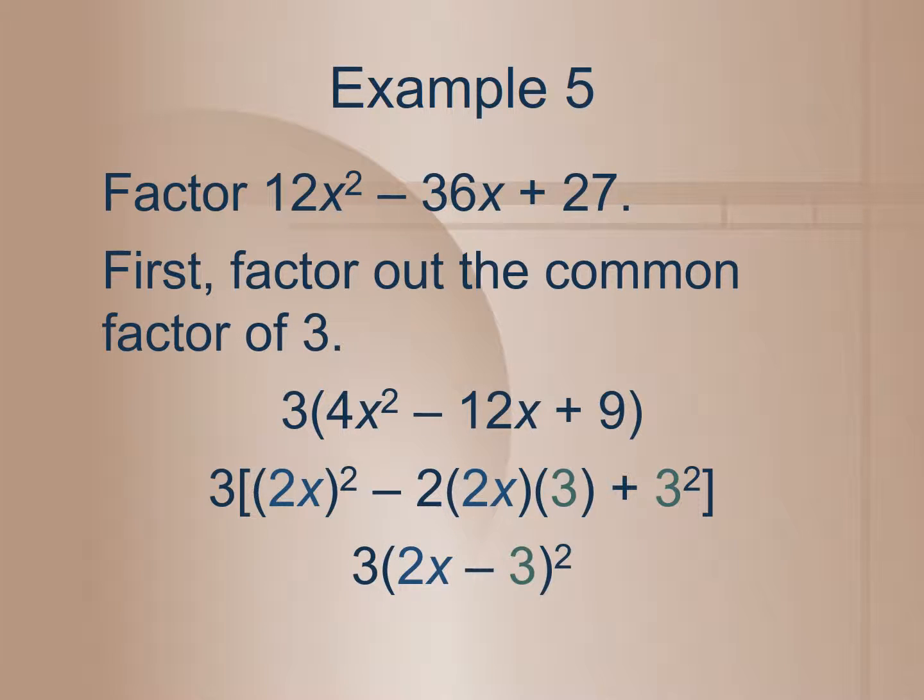So I take the 3, which I factored out in the beginning, and then I'm going to write the square of a difference. So I'm going to write the square root of my first term, which was 2x, minus, because it's a square of a difference, the square root of my last term, which is 3, and then close the parentheses, and then write squared. And this is how you factor that trinomial.